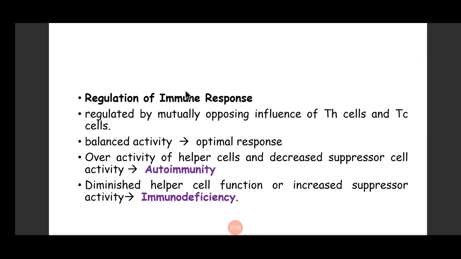Now, regulation of the immune response: these T helper cells and suppressor cells. If the T helper cells are more active and suppressor cells are decreased, it will end up into autoimmunity. And if the reverse happens, for example, there are diminished helper cells and increased suppressor cells, it will end up into immunodeficiency.